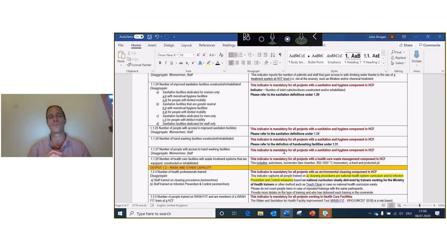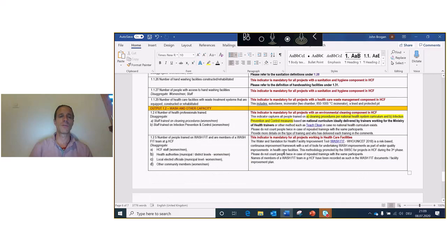Those 4 categories, and for the first 3 categories, for example sanitation facilities for women only, we also want to know those that have menstrual hygiene facilities and or are accessible for people with limited mobility. And the same thing for sanitation facilities that are gender neutral. And for sanitation facilities that are dedicated for men, those facilities which are accessible for people living with limited mobility. So this will be a selector that you can have in your periodic 6-monthly report and enter the data directly online.